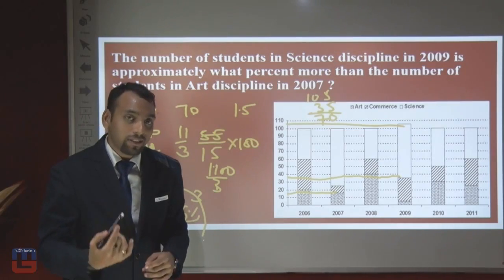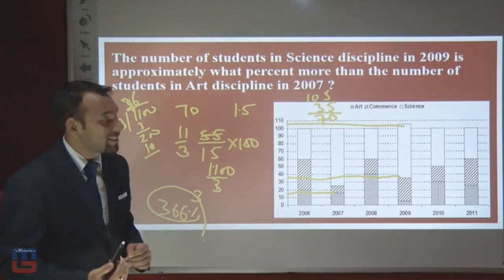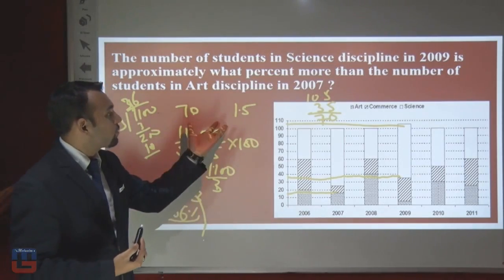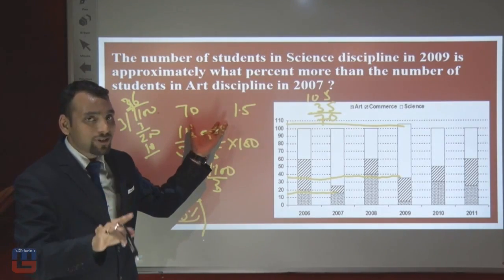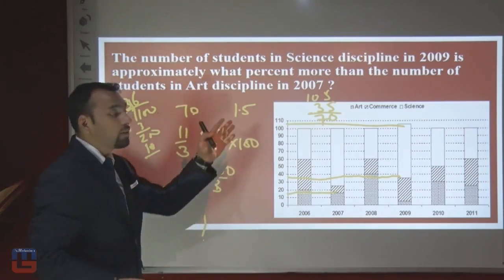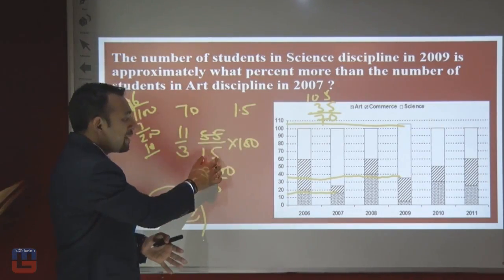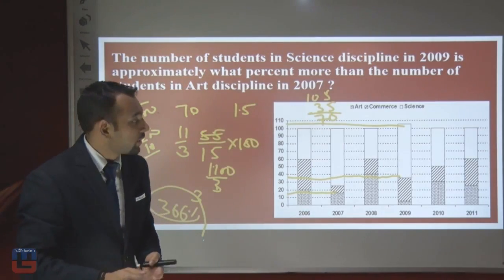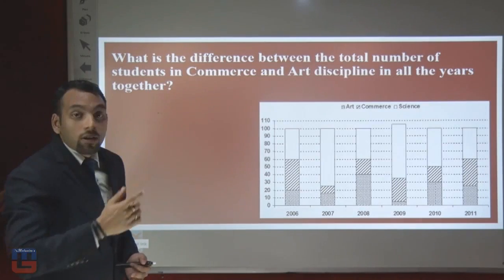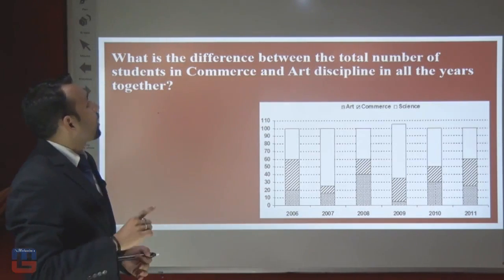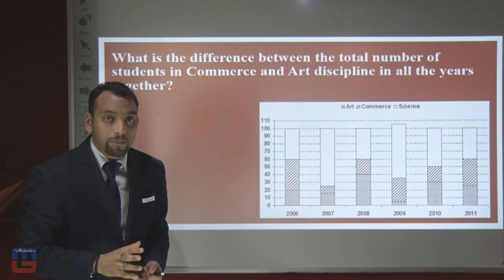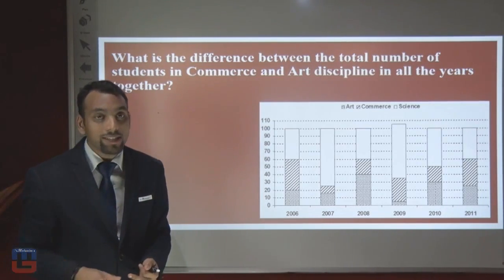So what is the basic thing you have to keep in mind? The question is saying this 70 is what percent more than 15. So the basic idea we have discussed already. We have to take the difference, and if we are comparing 70 to this 15, then in the base we will take 15, right? Now let us move to the next question. You can see the next question from this DI is: what is the difference between the total number of students in commerce and in arts in all the years together?